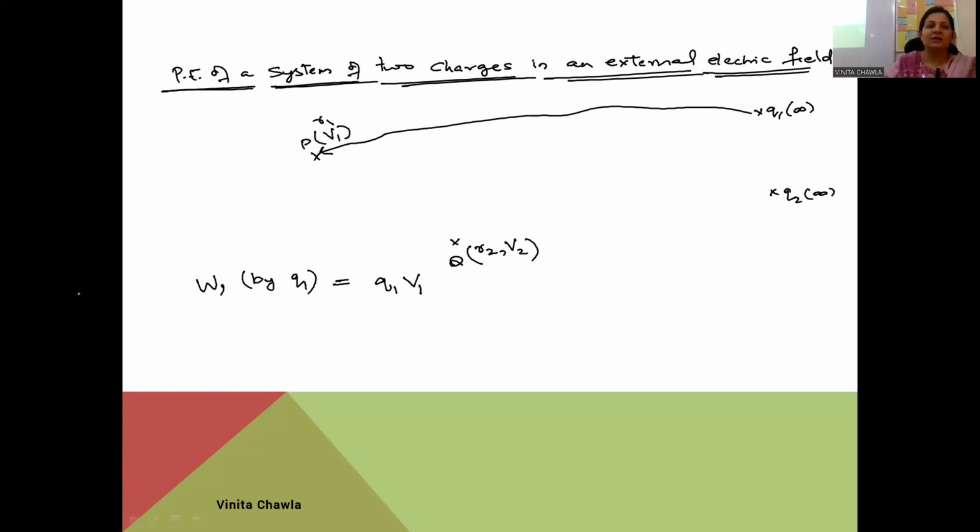Now this charge has reached this position, and the second turn is of Q2. Now Q2 will move to position Q. Now tell me the work done by charge Q2.